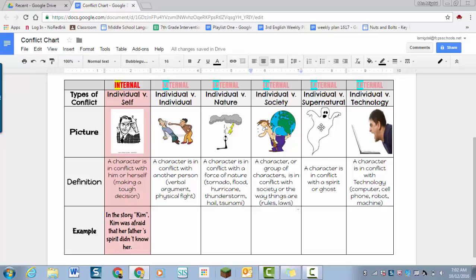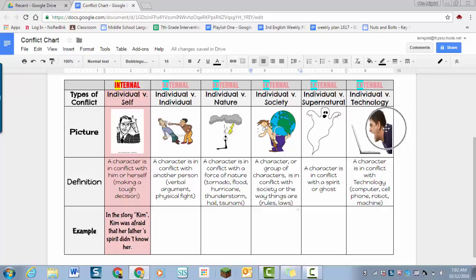Our fifth conflict is individual versus supernatural. We got this picture of the ghost. A character is in conflict with a spirit or a ghost. We've all seen stories like that where the character is up against something supernatural, a ghost or a spirit or a zombie, okay? See if you can come up with an example of that.